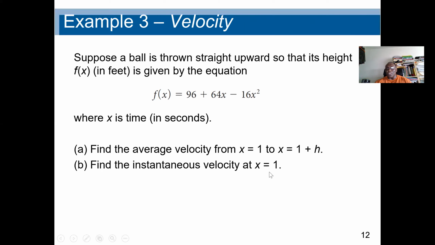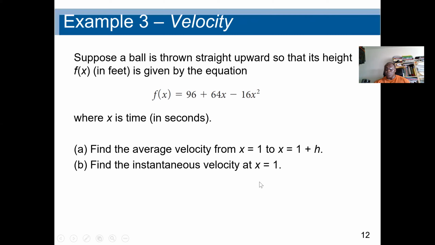So this is what I'm saying, that average rate of change is always over a period of time, but instantaneous velocity, or instantaneous rate of change, is at a particular point in time. So we see here they say find the average velocity from x equal to 1 to x equal to 1 plus h, and also find the instantaneous velocity at x equal to 1. So let's see this example.